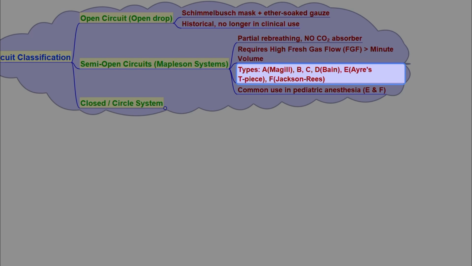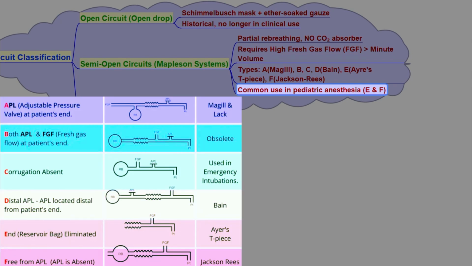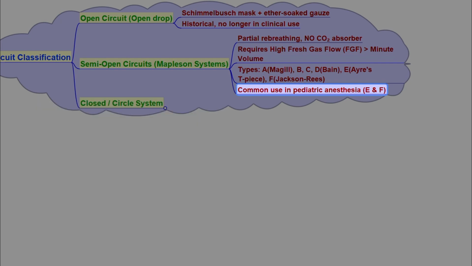There are pediatric types E and F. They are used in pediatric anesthesia. The Mapleson classified these circuits according to the relative position of the APL valve, reservoir bag, and fresh gas flow.